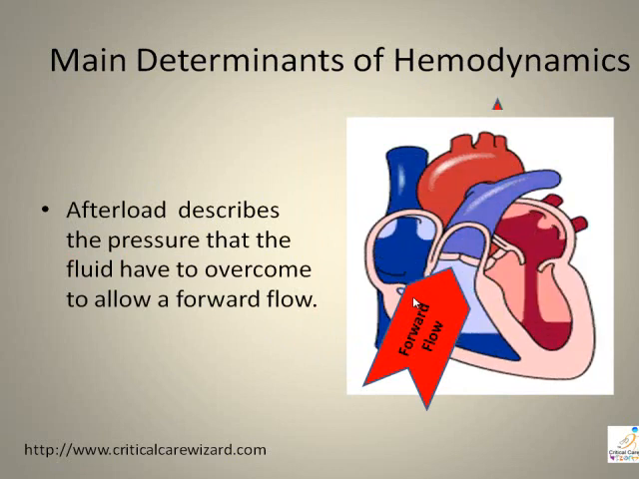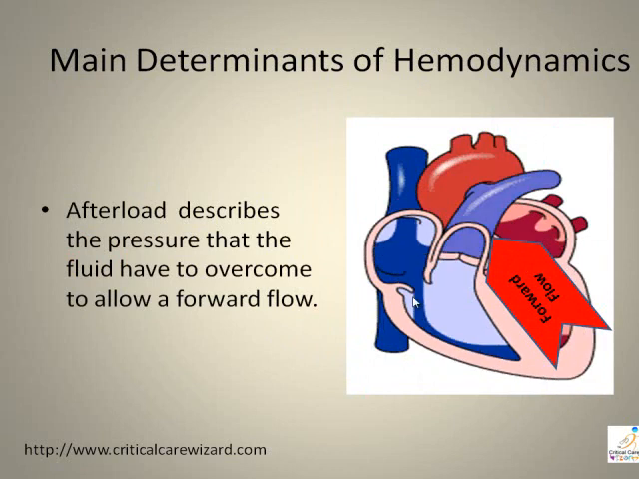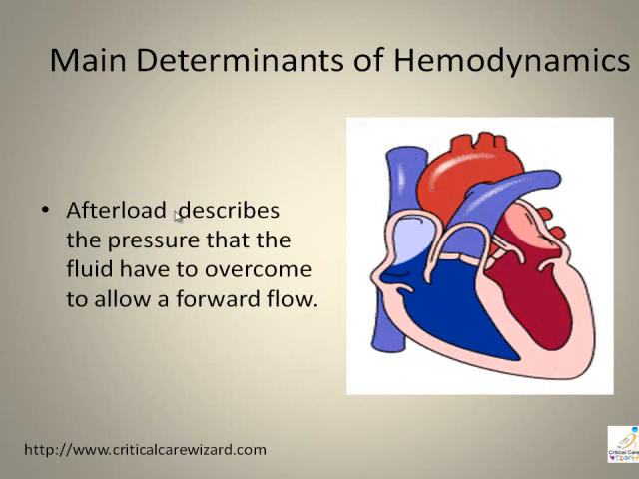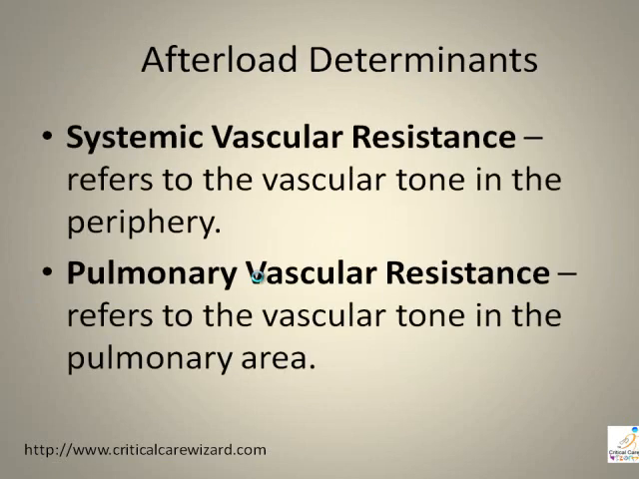To allow a forward flow of the blood, a determinant in hemodynamics known as afterload describes the pressure that the fluid has to overcome during systole. Afterload determinants are systemic vascular resistance, which refers to the vascular tone in the periphery, and pulmonary vascular resistance, which refers to the vascular tone in the pulmonary area.